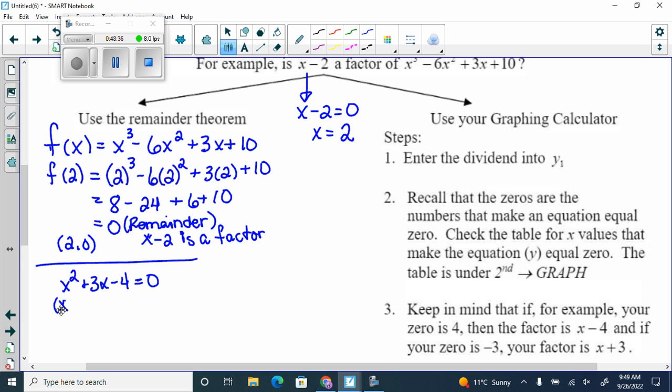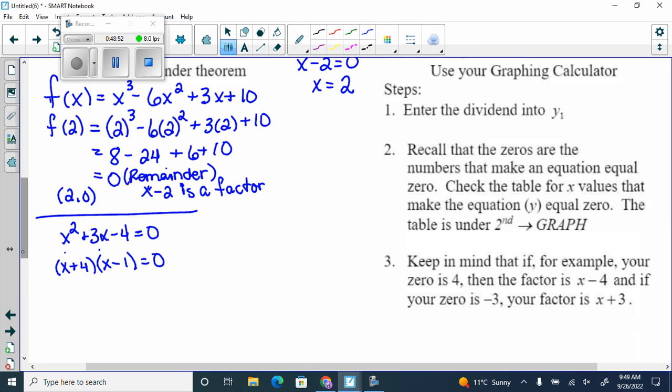So if I had x plus 4 and x minus 1, these would be the factors, correct? Then what did I do? I took them, set them equal to 0 in grade 11 and solved, right? So I went x plus 4 equals 0, x minus 1 equals 0. So x equals -4, x equals 1.